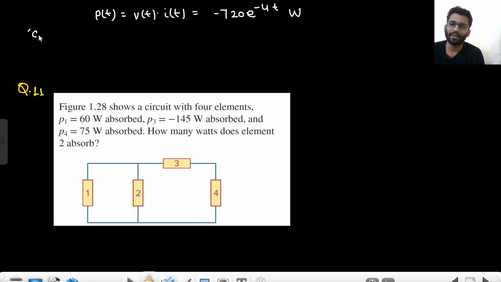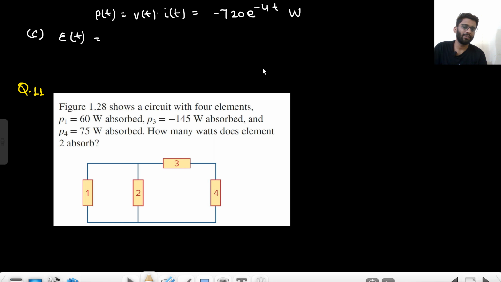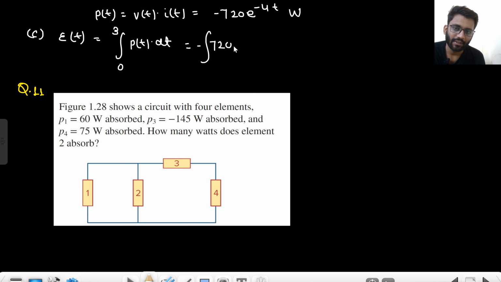Okay, now in part C, we need to calculate the energy. They have asked to calculate the energy in 3 seconds. So many of the students will write minus 720 into e to the power minus 4 into 3, so minus 720 into e to the power minus 12. But that is wrong. What is e(t)? e(t) is the integral of p(t) dt. And for 3 seconds, that means from 0 to 3 seconds. So minus 720 e to the power minus 4t, from 0 to 3 seconds.